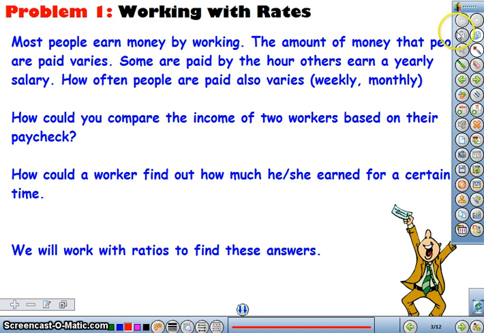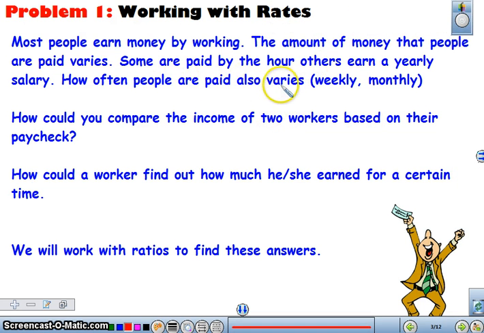So, working with rates. It says most people earn money by working. The amount of money that people are paid varies. Some are paid by the hour, others earn a yearly salary, and how often people are paid varies. Some people might be paid weekly, some people paid monthly. It says, how could you compare incomes of two workers based on their paycheck?